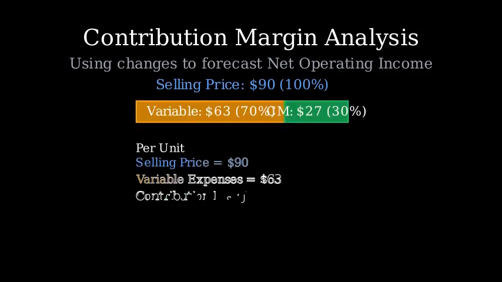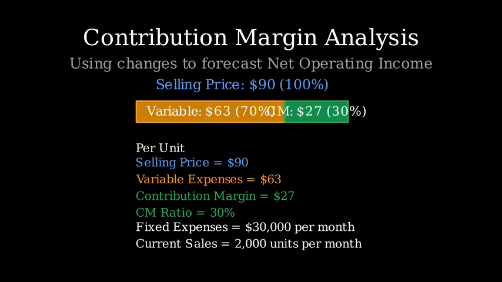The selling price per unit is $90, which is 100% of sales. Variable expenses are $63 or 70%. That leaves a contribution margin of $27 or 30%. The key tool we will use is the contribution margin ratio, 30%.